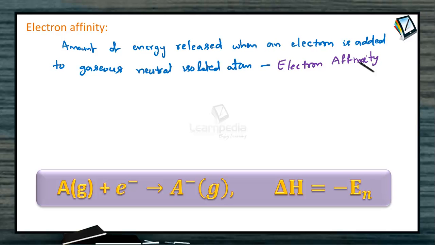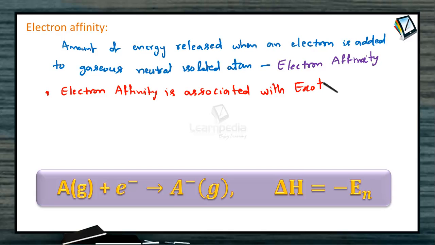This indicates that in this reaction there is an evolution of energy, so it comes under an exothermic process. That means electron affinity is associated with an exothermic process. Here in the given reaction you can see a gaseous neutral atom. When we add one electron to this atom, it forms the corresponding gaseous anion by releasing some heat, indicated with minus E n. Heat is released, that's why it comes under an exothermic process.